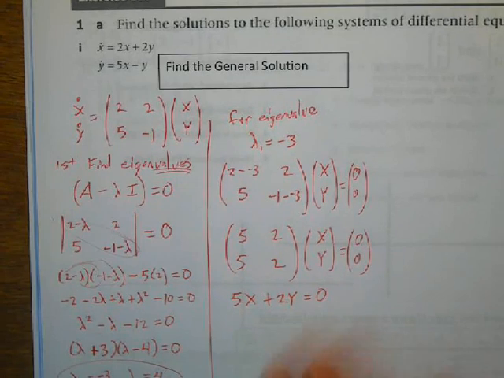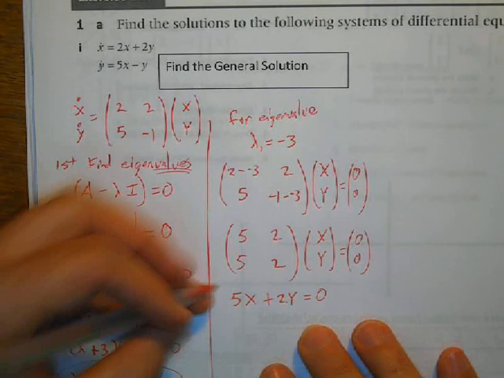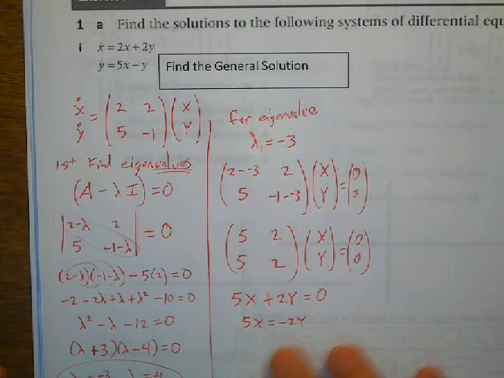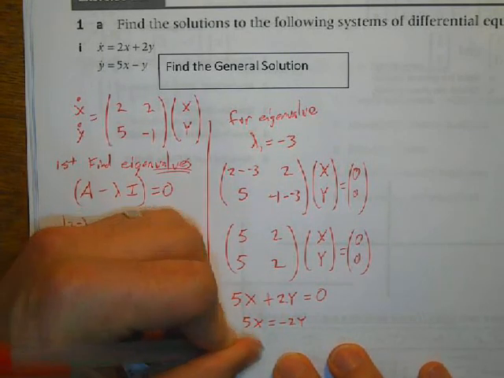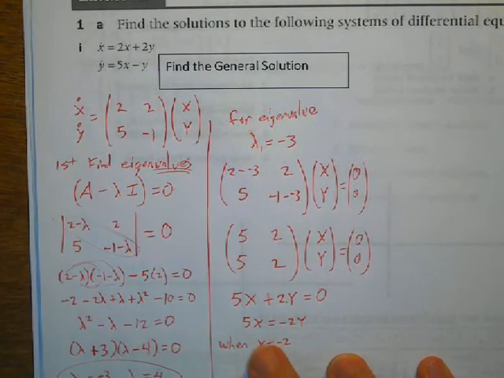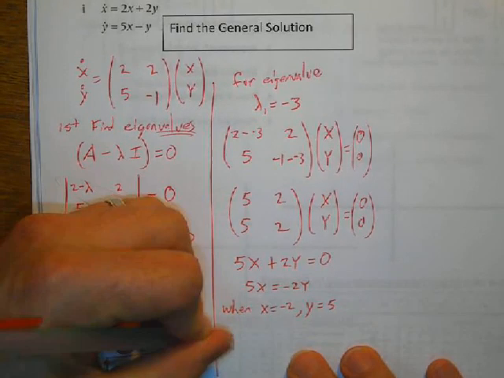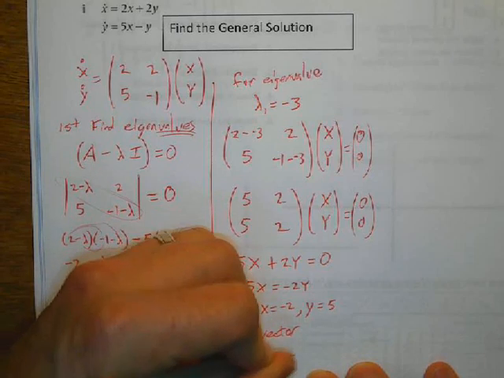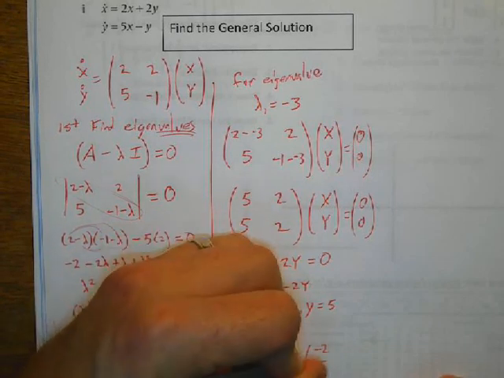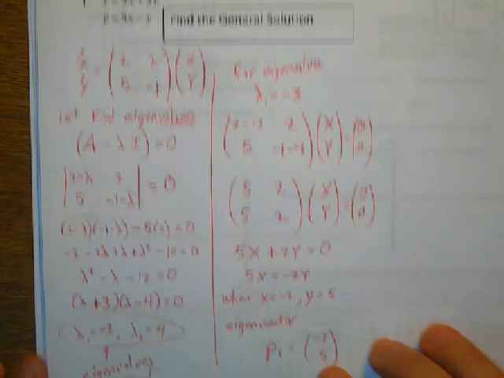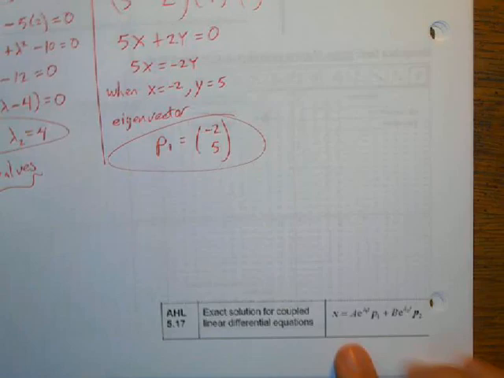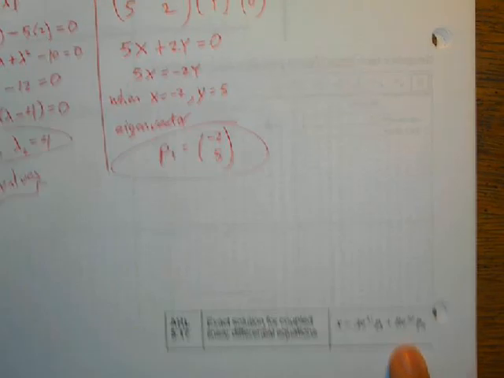Okay, so let's solve for x and y. Let's subtract 2y on both sides. I have 5x equals negative 2y. And so basically, when x equals negative 2, we know that y is going to equal 5. Okay, hit pause anytime you need to think about this. So the eigenvector is going to be equal to negative 2 and 5. Okay, so this is the eigenvector that goes with lambda 1. Okay, and we're getting all these values, and we're going to be putting it into this format. So just keeping that in mind.